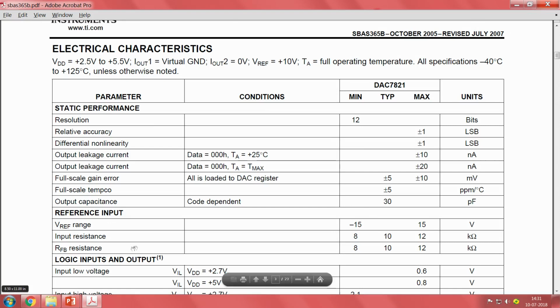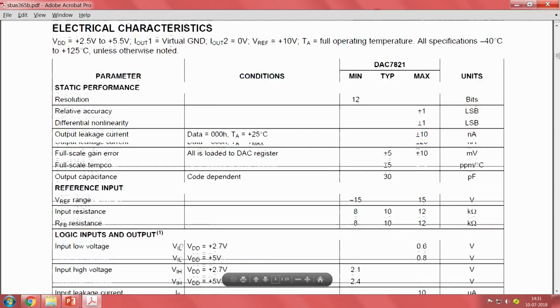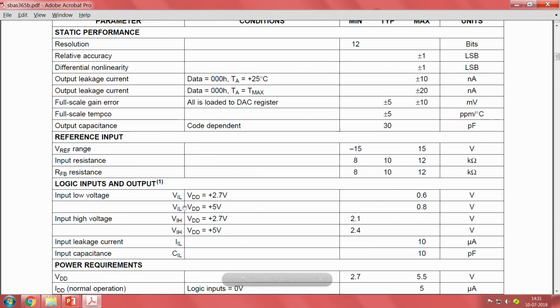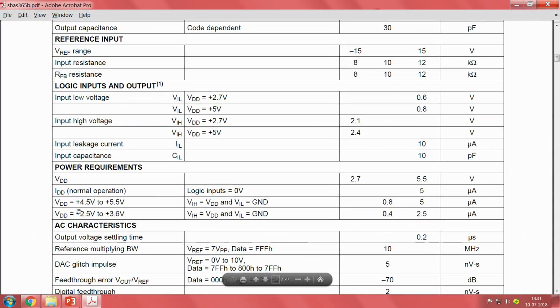Then input resistance, feedback resistance and all, you should just keep this in mind. Then the noise level things and the logic inputs: VIL, VIH, input high voltage, input low voltage. Those are those voltages. Then input leakage current and power requirement. The VDD for the IC to operate is around 5 volt, the typical operating voltage.